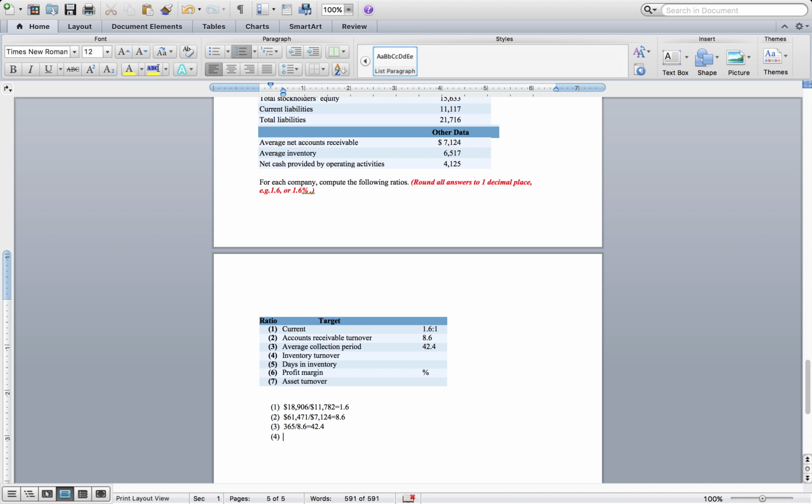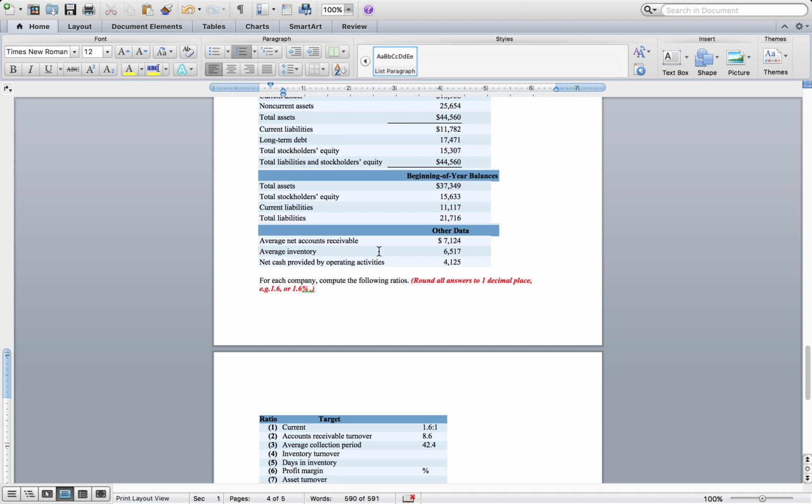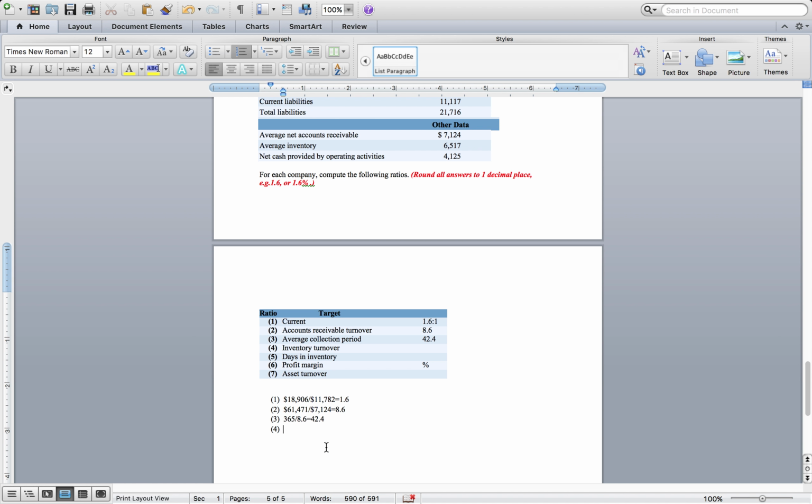Next part, let's go to my inventory turnover. We did this a little bit earlier. So we start with my cost of goods sold. I go up here, remember, it's an expense. I see it's $41,895. So take the $41,895, and what you want to do is divide by your average inventory. In this case, it's given to us, $6,517. You divide that, and that'll be 6.4. The inventory turnover is 6.4 times.